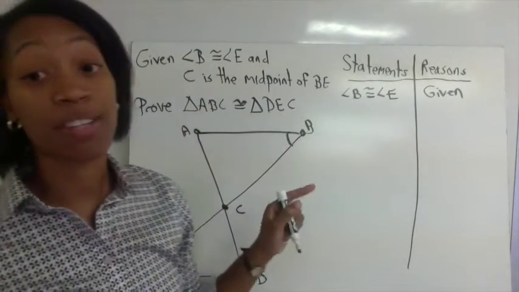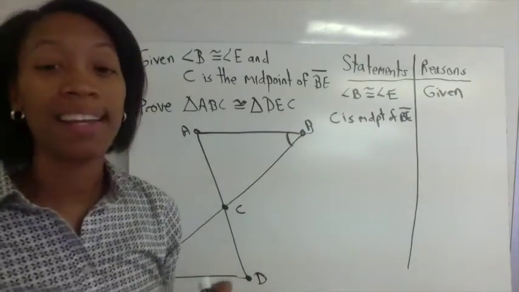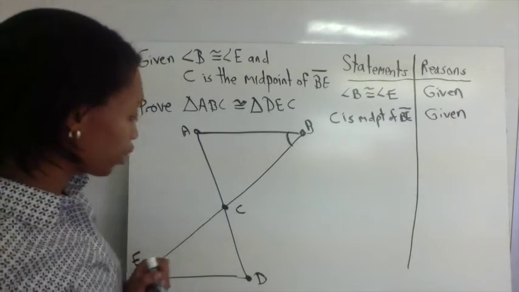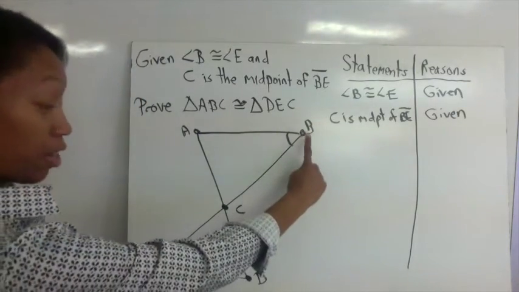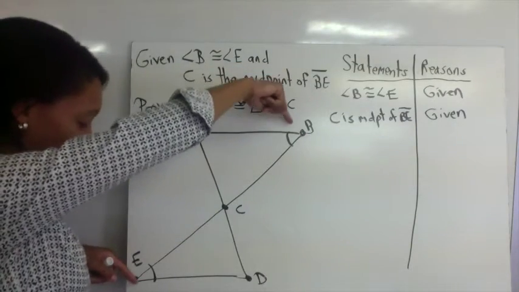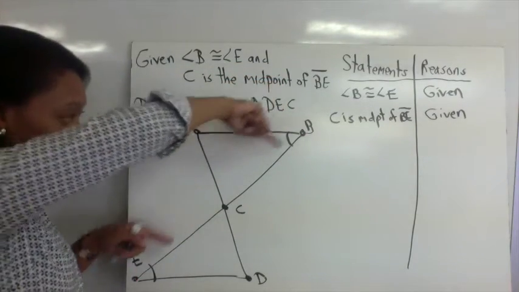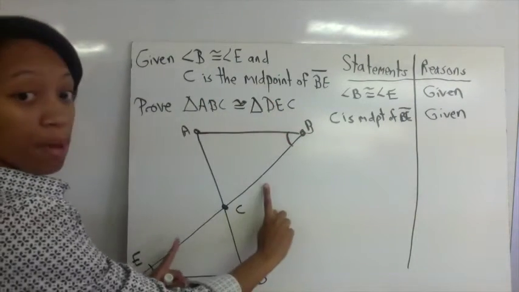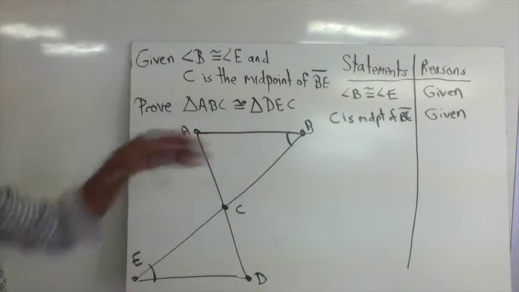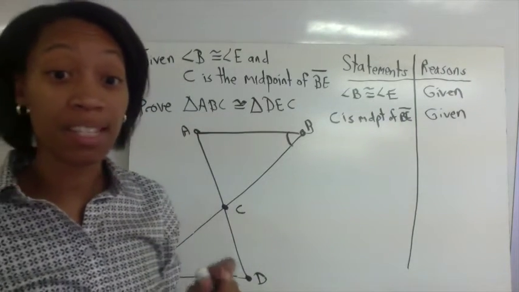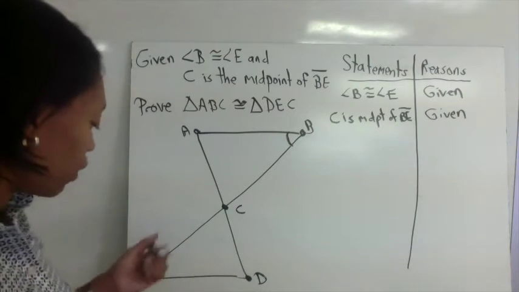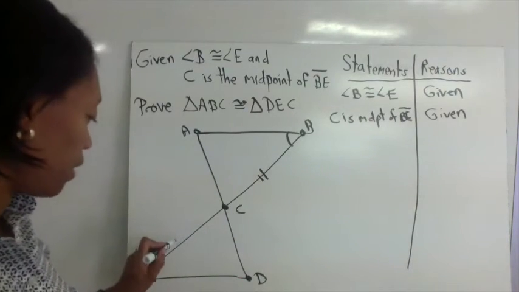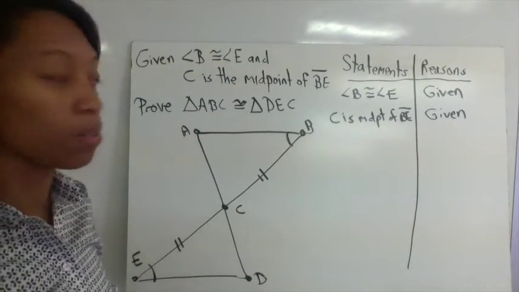Okay, next it says for my given statement that C is the midpoint of BE. So let's list that in our statements column as our next given. And again, that's given. Okay, now let's mark that in our picture. So let's look at our picture. We have BE, that's from here to here. And we can see that C is in the middle. So if C is in the middle of this line, then what does that tell us about these two pieces of the line, this piece and this piece? Well, if C is in the middle, then it splits the line in half. So it looks like we can mark that in our picture by marking this piece of the line equal to this piece of the line, since we know C is in the middle.